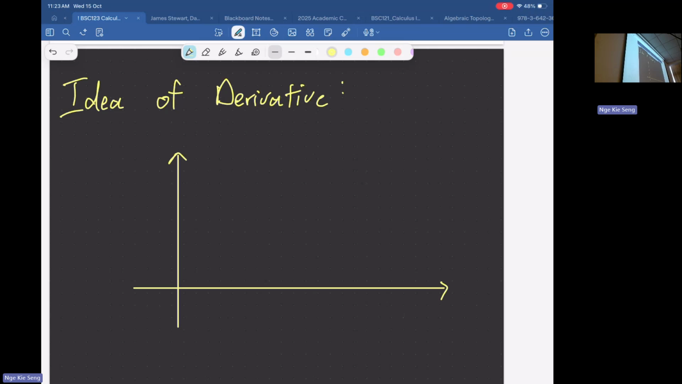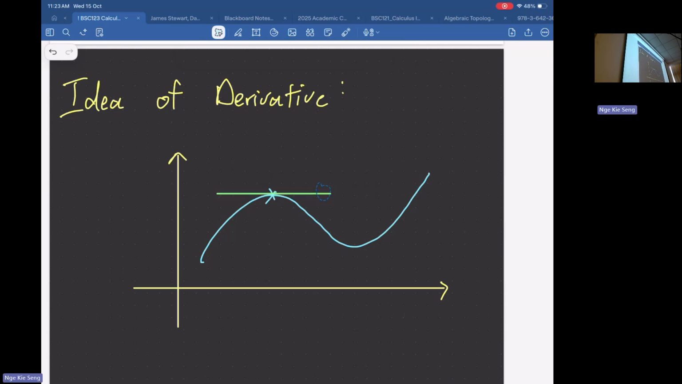The problem is I have a graph or a curve. We want to draw something called a tangent line at the point. Tangent line means this line only touches this point once. So how do we get this line actually?